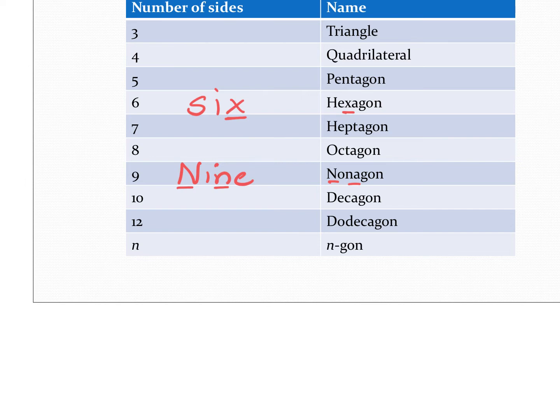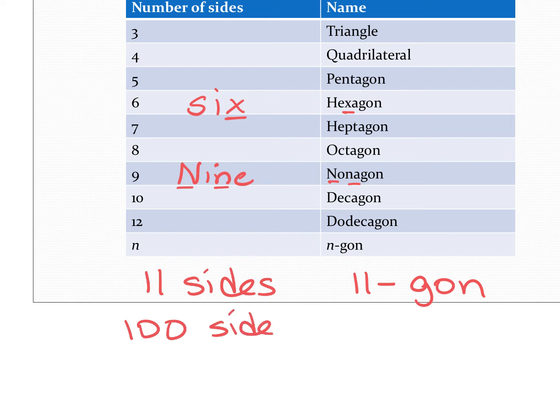Any other type of polygon, I'm just going to put the number, and if it's 11 sides, then you're just going to describe it as an 11-gon. If it's got 100 sides, then you would just put 100-gon. So any of the other numbers, just put -gon after the number.